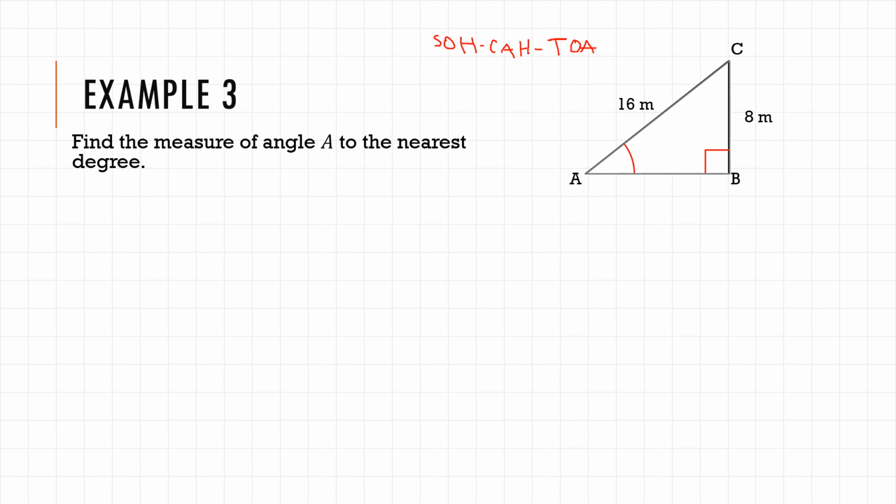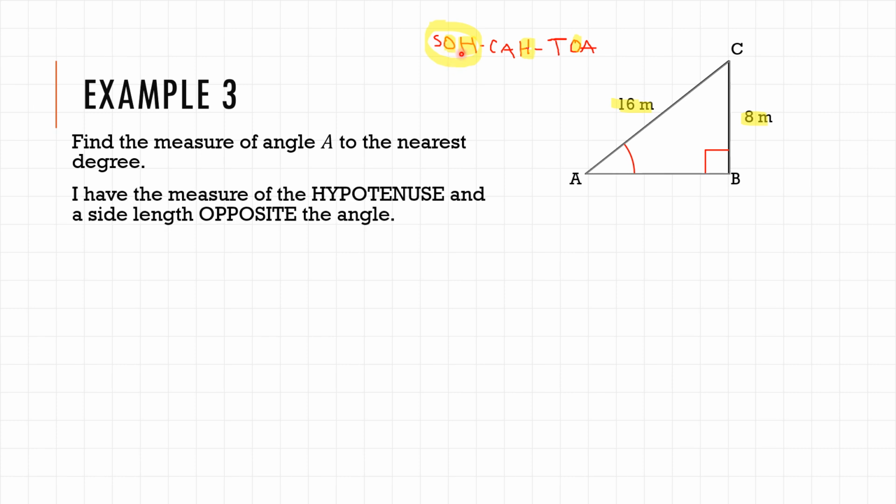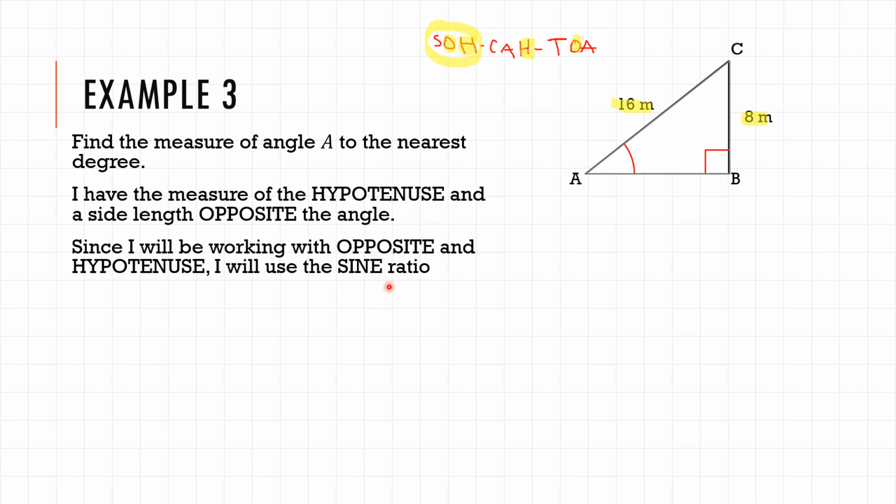Well, if we go by SOHCAHTOA, because I have the opposite side, that's O, and because I have the hypotenuse, that's H, that tells me that SOH is the right call for me, and that tells me that I have to use the sine ratio. Sine of angle A is equal to opposite over hypotenuse. And sine of angle A then is equal to the opposite, which is 8, divided by the hypotenuse, which is 16. How do I find out what angle A is?